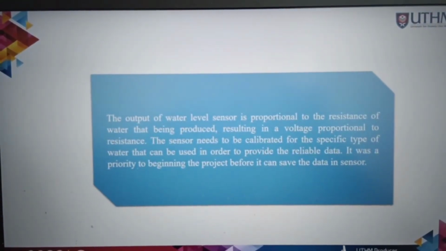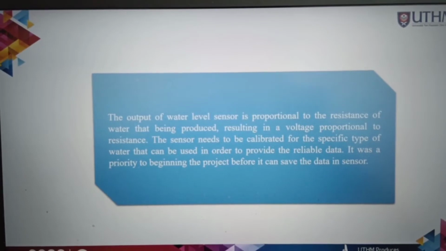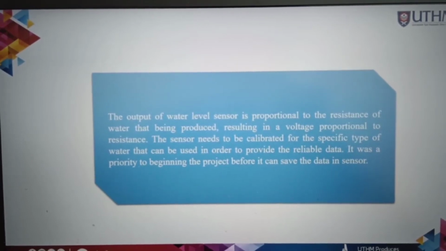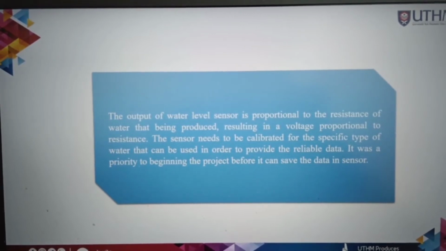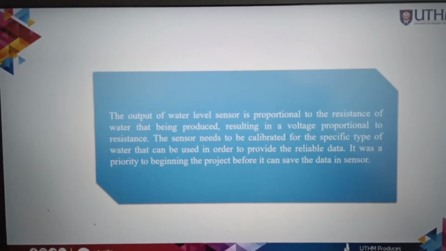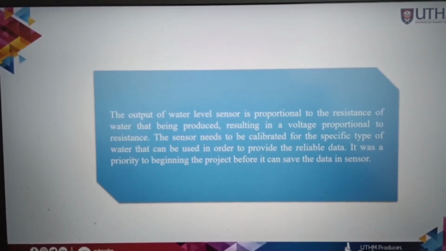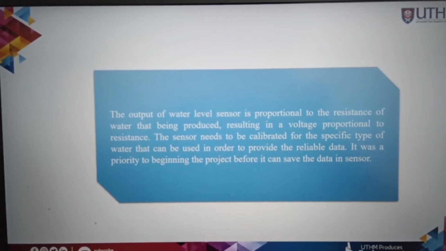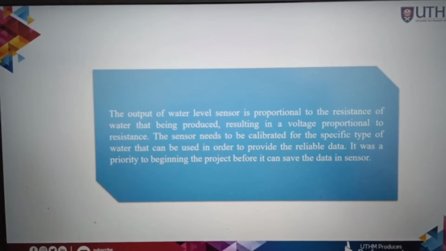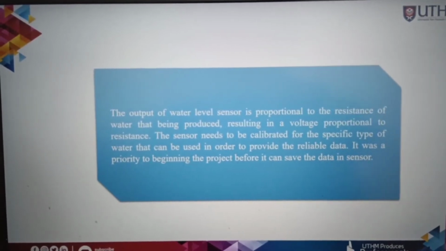The output of the water level sensor is proportional to the resistance of the water, resulting in a voltage proportional to resistance. The sensor needs to be calibrated for the specific water being used in order to provide reliable data. It is a priority to do this at the beginning of the project before saving the data from the sensor. That's all from me. Thank you very much.